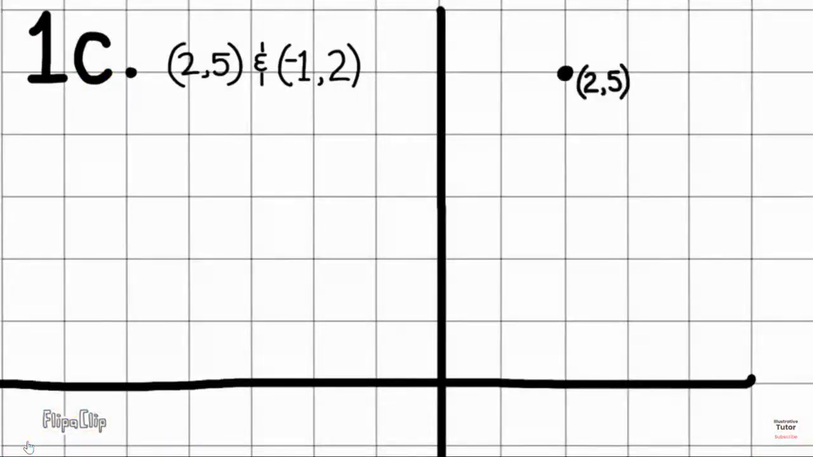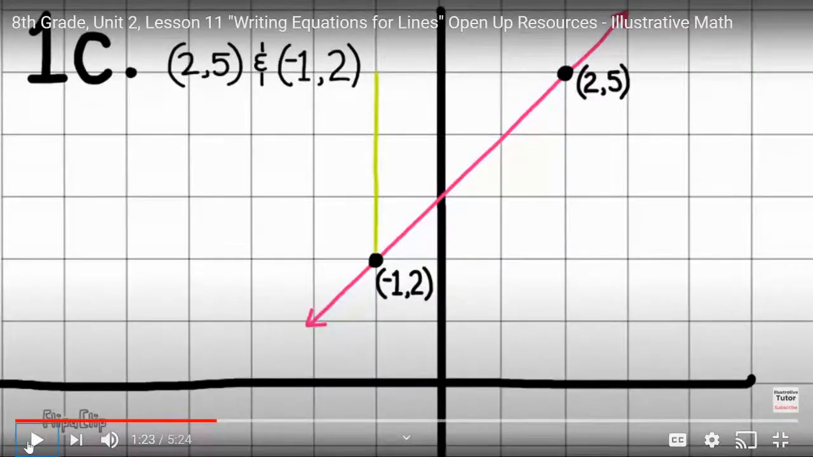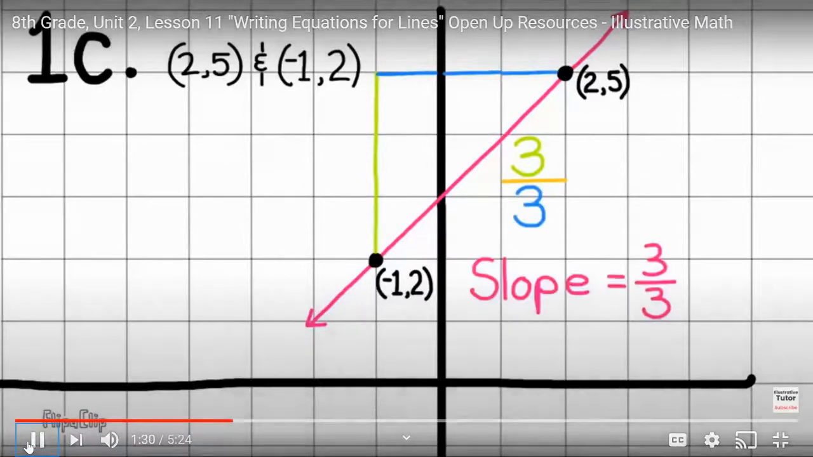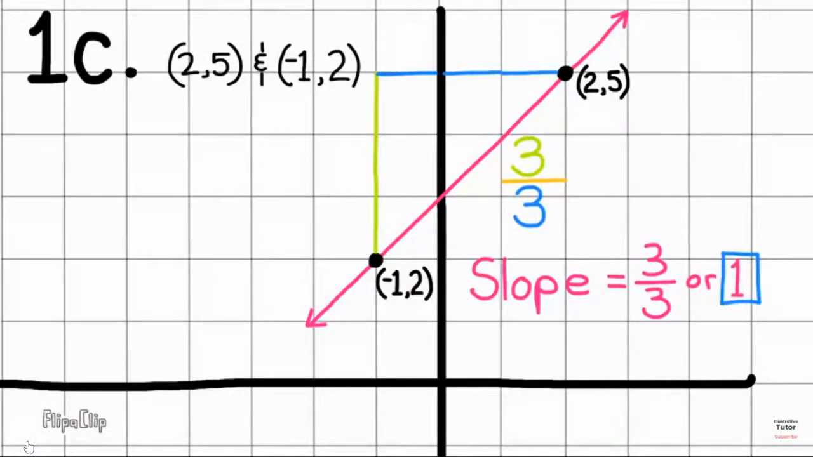Okay, for this example, we're going to use a graph. Again, draw your line and we have to calculate our rise. So how many boxes did we just rise? Good. Now how many boxes did we just run? Good. 3/3, which we can simplify into 1.